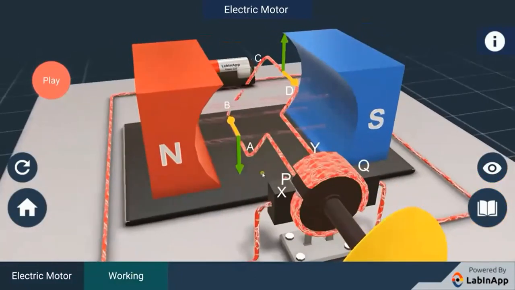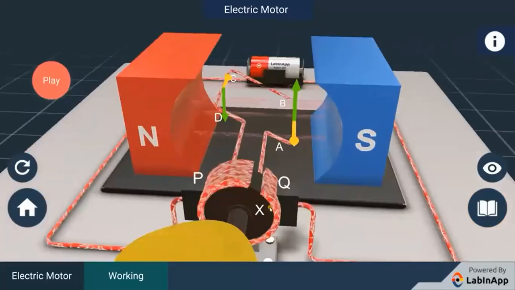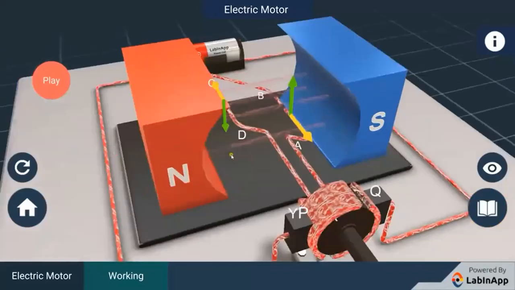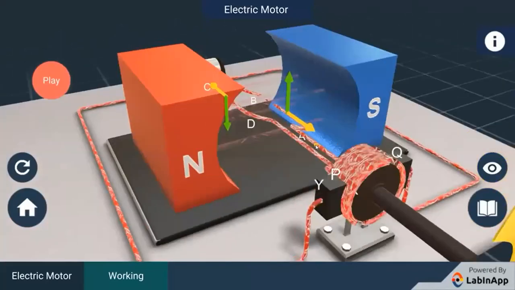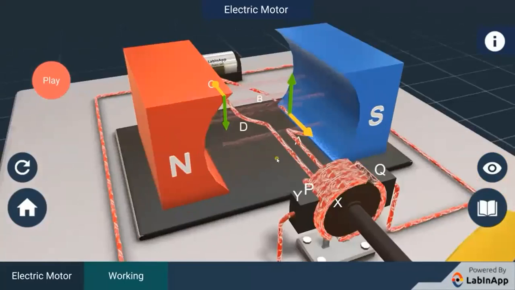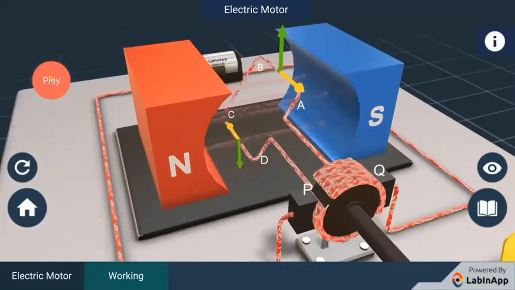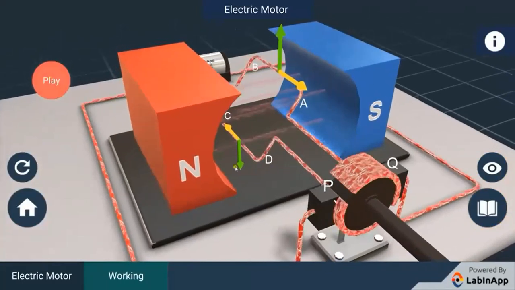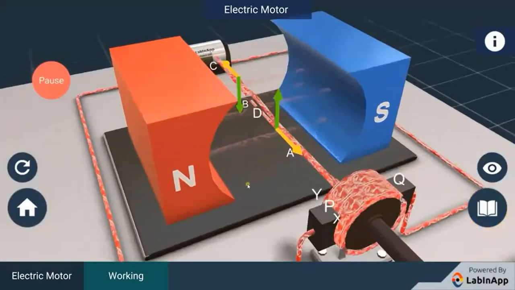At half rotation, Q makes contact with the brush X and P with brush Y. Therefore, the current in the coil gets reversed and flows along the path D, C, B, A. The reversal of current also reverses the direction of the force acting on the two arms AB and CD. Thus, the arm AB of the coil that was earlier pushed down is now pushed up, and the arm CD, previously pushed up, is now pushed down. Therefore, the coil and the axle rotate half a turn more in the same direction. The reversing of the current is repeated at each half rotation, giving rise to a continuous rotation of the coil and the axle.